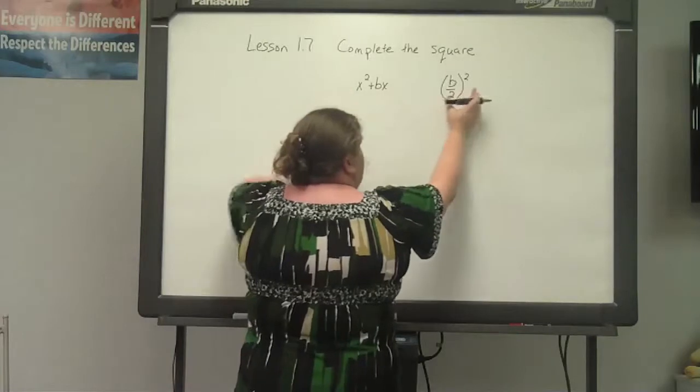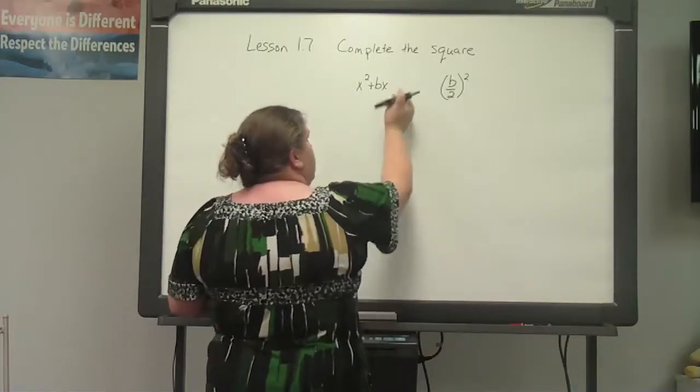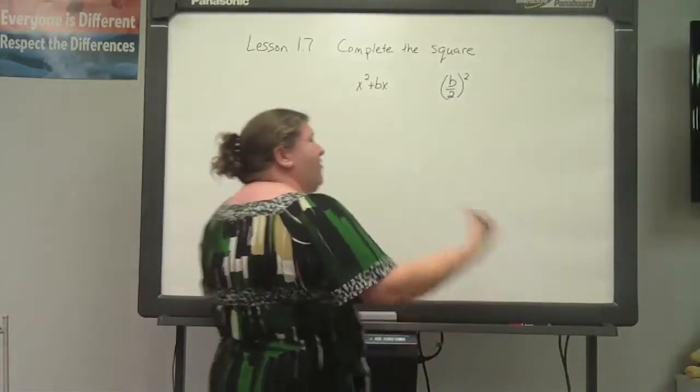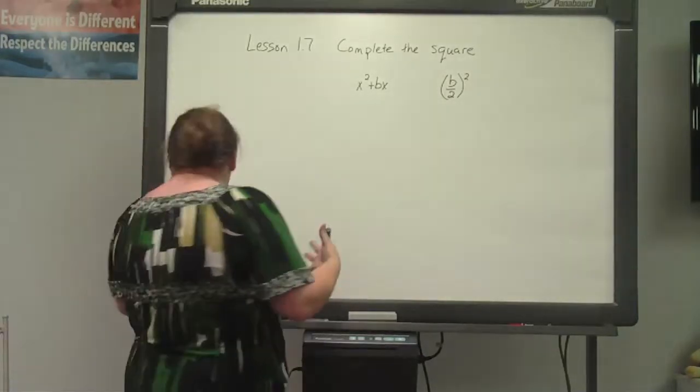And then from here, after you find this, when we get into an equals, then you put it not only on one side, but you also put it on the other side of an equal. And we're going to do a problem so you can see it a little better.